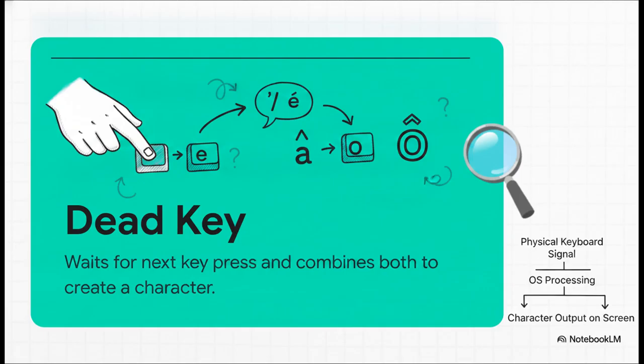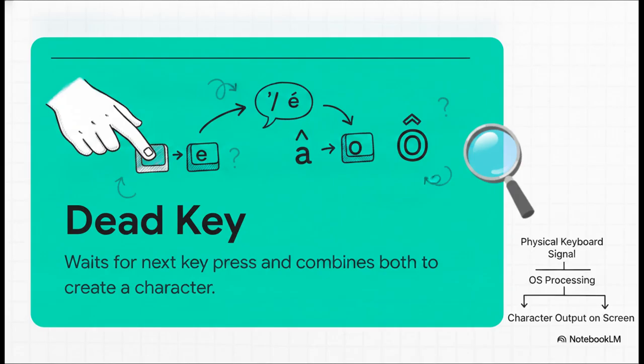A dead key is a specific key that produces no immediate character on your screen when you press it. Instead, it patiently waits. It waits to combine with your very next key press to create a brand new character. For instance, hitting a waiting key like an apostrophe and then hitting an E to produce an E with an accent. Or hitting a caret and then an O for an O with a circumflex.